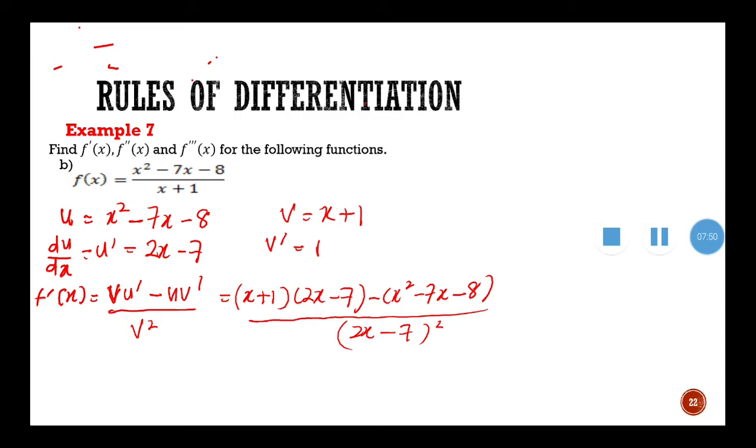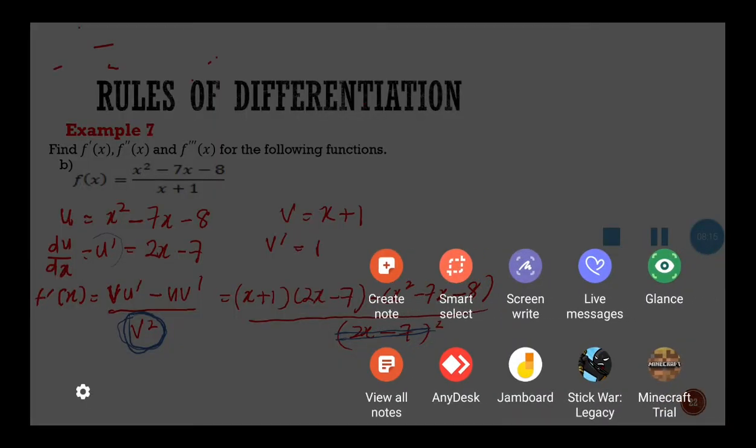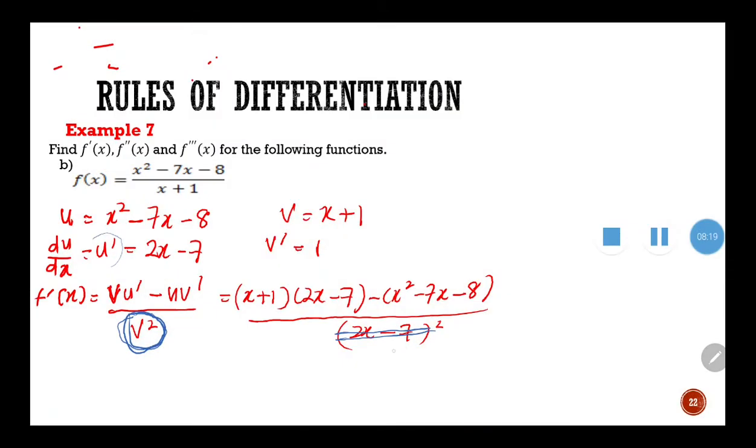Alright, so where is the mistake? The formula is over v square, right? But what I did here, I went over u prime square. 2x minus 7 is u prime square, not v square. It's supposed to be over v square. So don't be like me and make a careless mistake like this, okay? So this one is supposed to be x plus 1 square.